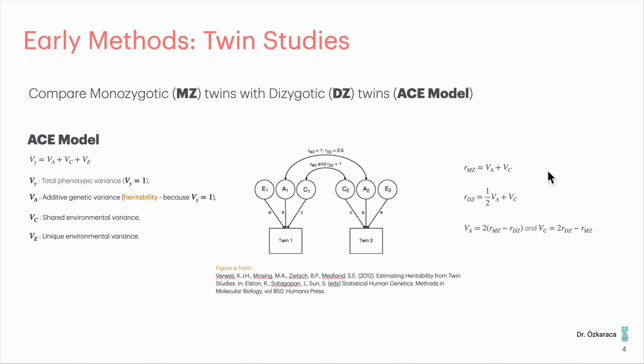Assuming that the trait is normalized with a variance of 1, then VA represents the heritability estimate and can be calculated directly using the formula shown here. And in the next slide, I will briefly explain the problems of heritability estimation under this study design.